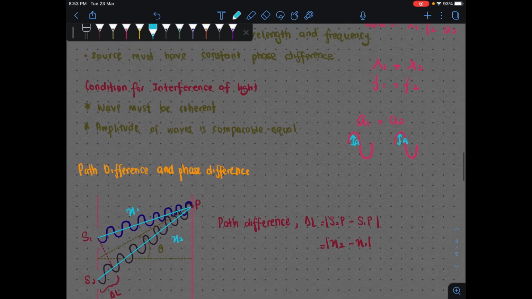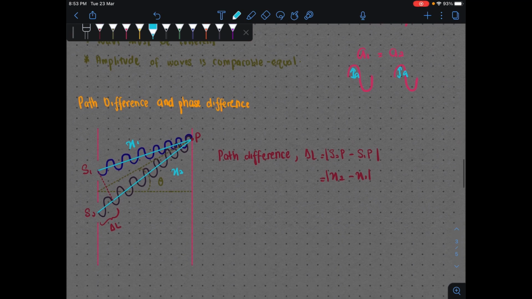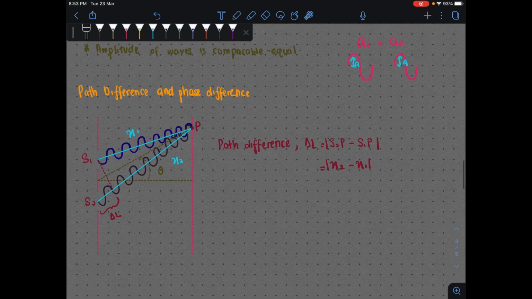So what is path difference ataupun phase difference dekat sini? Path difference adalah perbezaan jarak antara dua wave from the source to a particular point. So contoh dekat sini kita ada dua source iaitu S1 dan juga S2. Dua-dua source ini akan produce wave. Wave itu akan travel dan dia akan pergi ke satu titik yang kita nak, iaitu titik P dekat sini. This is the point that we are looking for. So both the sources have to travel to reach point P.